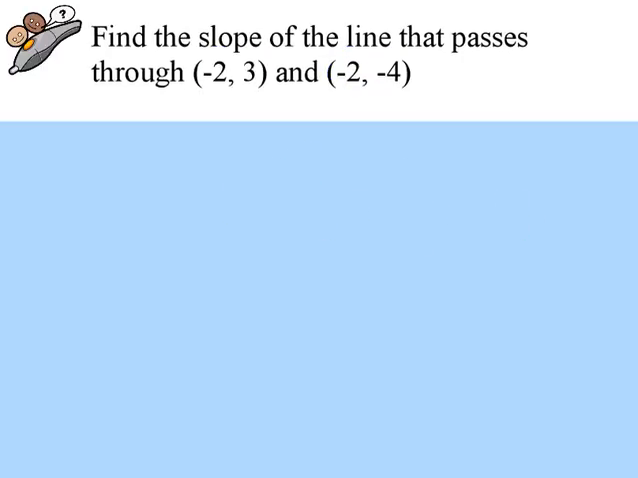Okay, let's try another one. Find the slope of the line through (-2, 3) and (-2, -4).